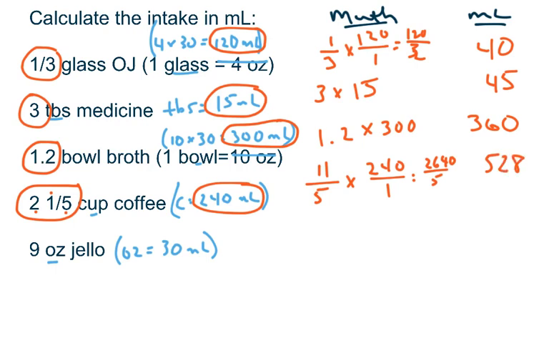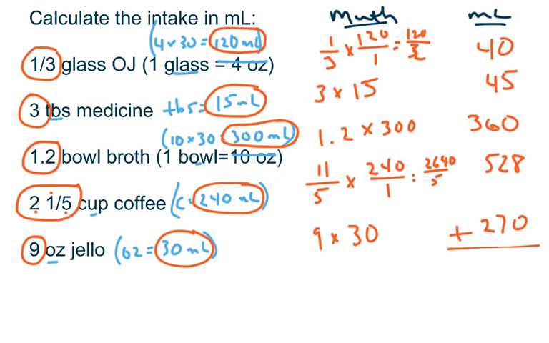Last one, I have Jell-O, so I'm going to take my amount they give me, 9, and multiply it times my milliliters. So I'm going to take 9 times 30. Should be 270, but just to make sure, don't want to give you a wrong answer. Okay, that's good, 270. And the last step, we add them all up. So I have 270, plus 528, plus 360, plus 45, plus 40. Assuming I typed everything correctly, my answer is 1248 milliliters.